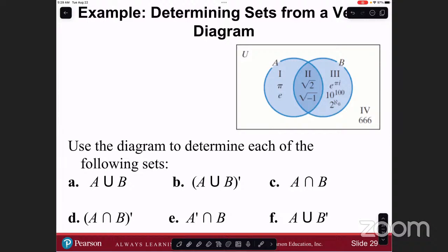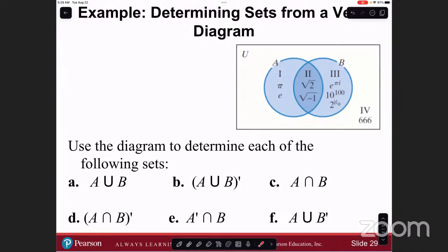So A union B complement is everything that's inside our universal set, but outside of A union B. So that's just going to be region 4, which is going to be the 666. Okay. A intersection B is just going to be region 2. So that's just going to be this region here. Okay. A intersection B complement is everything that's in our universal set, but outside of region 2. All right, because region 2 is A intersection B. So then all the results you see remaining is what's going to be D.